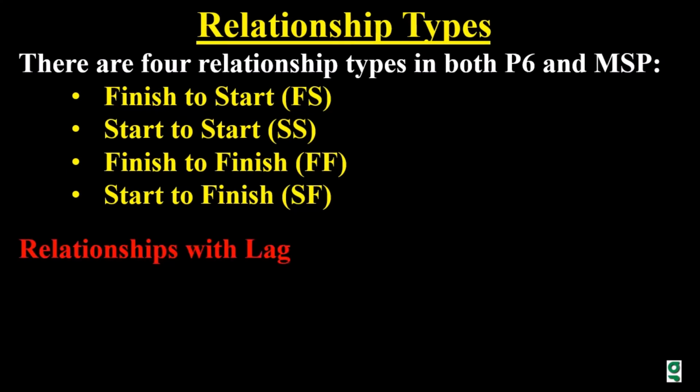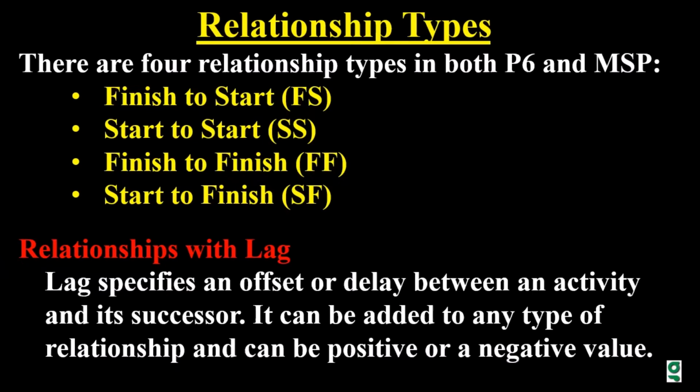All these relationships can also be applied with what we call a lag. A lag simply specifies an offset or delay between an activity and its successor. And a lag can be added to any type of relationship, and it can also be either positive or negative in value.